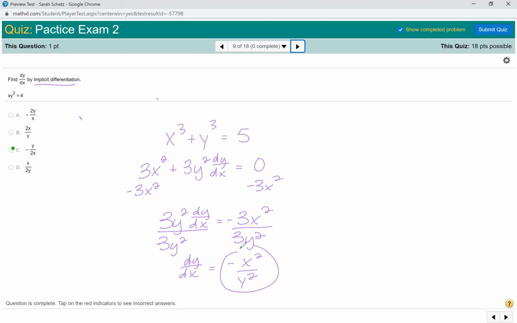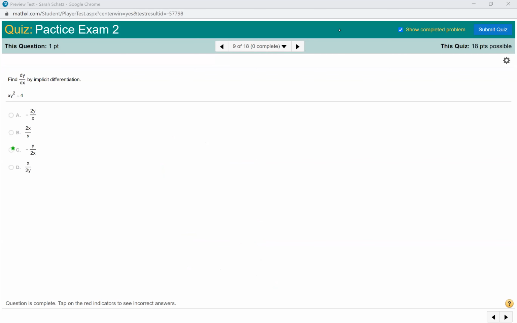You guys, this is your implicit with a product rule. So I've got xy squared equals 4. So you guys, product rule, u equals the x, v equals the y squared. So du is just going to be 1. dv is going to be 2y dy dx.